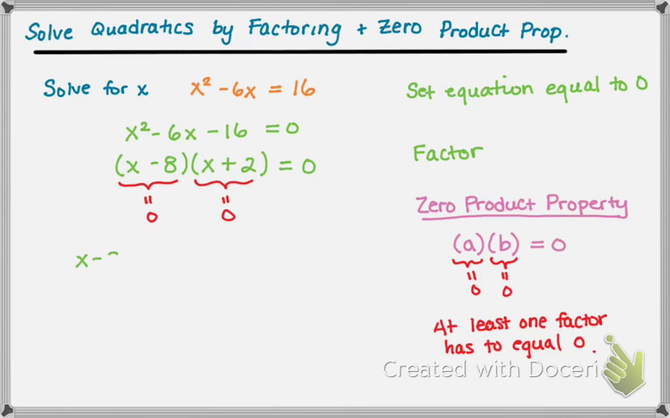So what if x minus 8 was 0? Then x would have to be 8. What if x plus 2 actually equals 0? In that case, x would have to be negative 2.